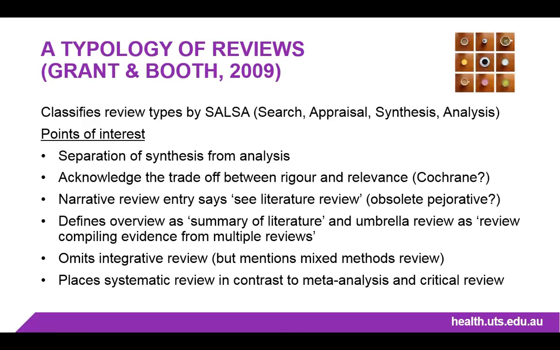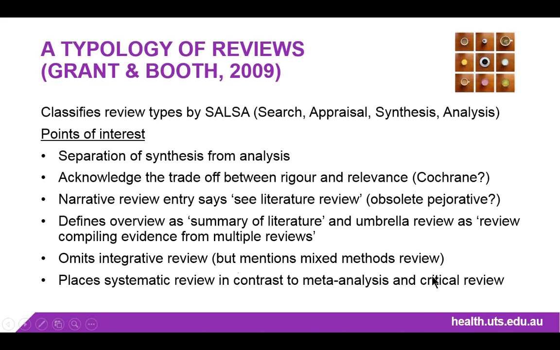The other couple of minor points here are that Grant and Booth defined an overview as a summary of literature, sort of a bit like the old version of a narrative review. And they talked about an umbrella review as a review compiling evidence of multiple reviews. And I think now, thanks to Cochrane, we're usually using overview to mean the latter there. An overview is a review of reviews now, more or less. The other interesting thing is that they omit mention of integrative review. But they mention mixed methods review, and I think now more of the terminology is around integrative review for reviews that combine both qualitative and quantitative.